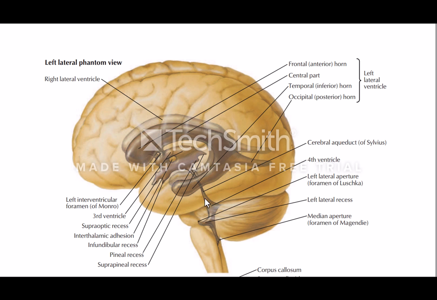So you have your cerebral aqueduct of Sylvius, which we said is of clinical importance. If it gets blocked by anything, tumor, congenital stenosis, blood, or even pus, you can have obstructive hydrocephalus. Let's move on.